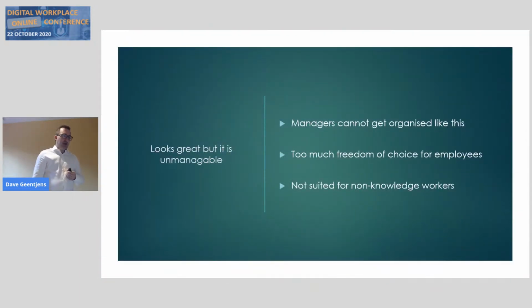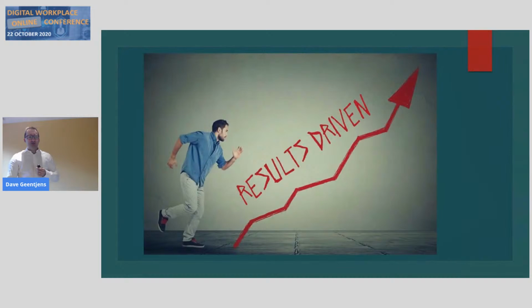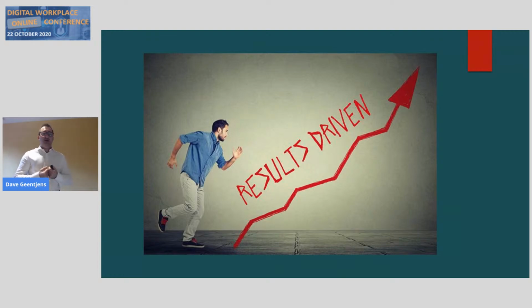So let's move on. And starting from that question, looks great, but it's unmanageable, the answer to this is, we have to take a step back again and look at what we're doing. And we are a result-driven organization, or we want to be a result-driven organization. I actually stole this picture from a website that said not to use these words in a job application, but still we are result driven.